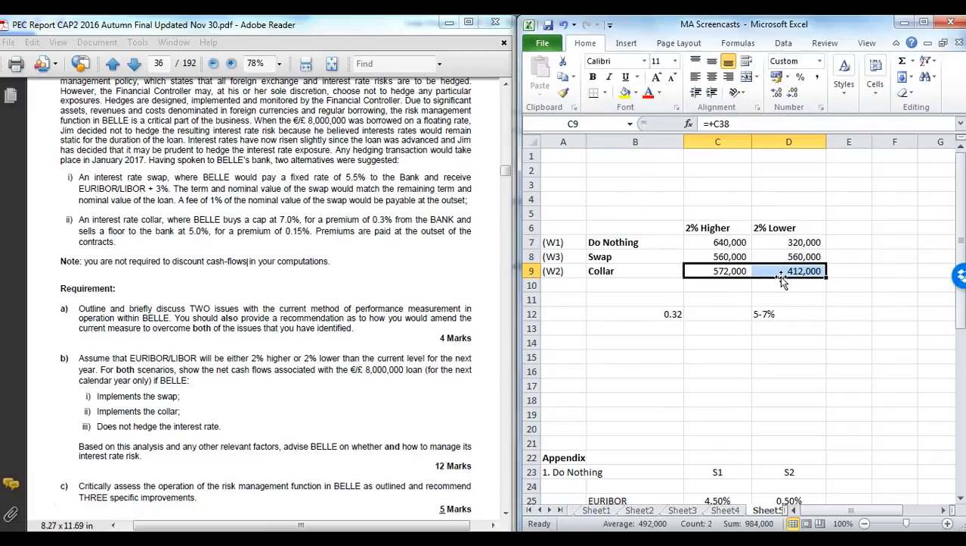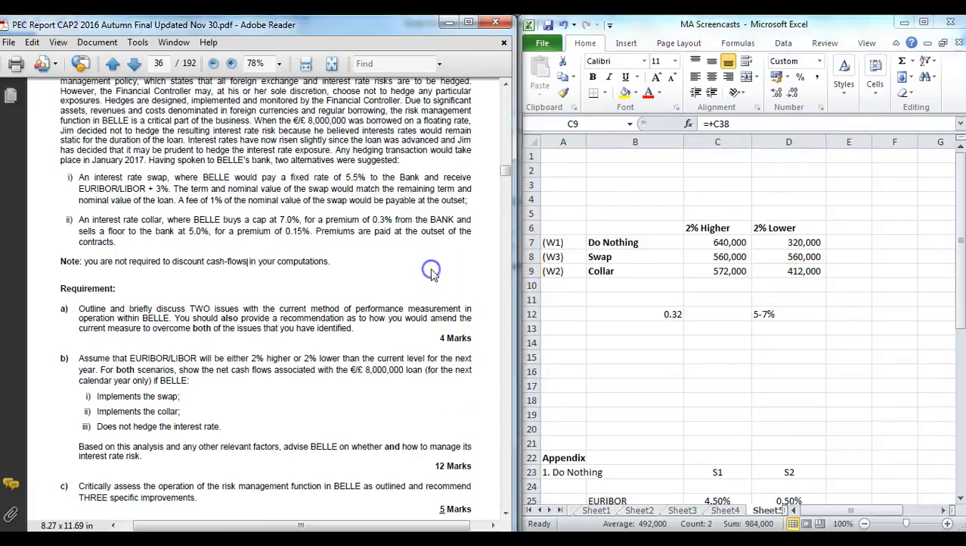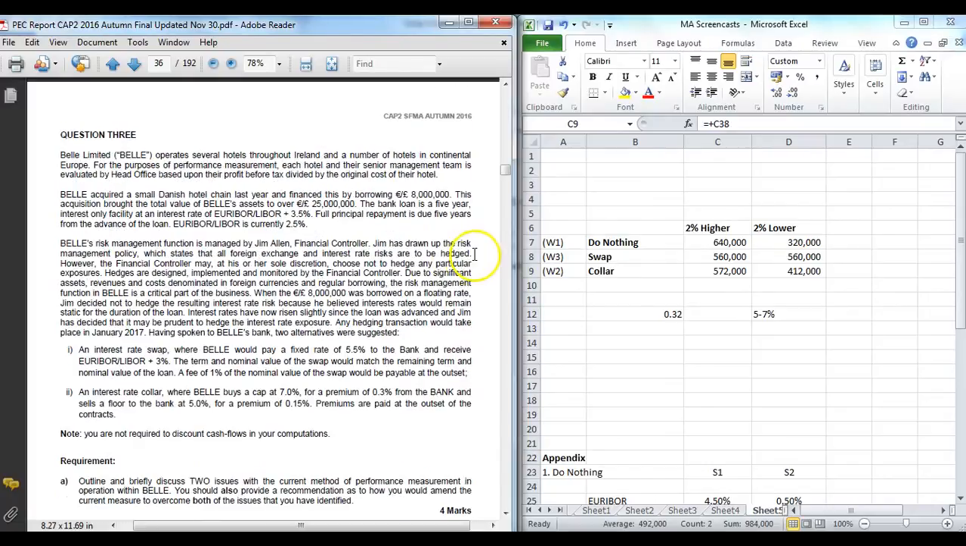The final one is part C, which is really around the actual process of risk management and whether it's good or bad in Bell. So you're looking for, well, what narrative am I given in the question that suggests what's going on with the risk management function. And you're typically looking around here. It's managed by the FC. Jim draws up all the risk management policy. All foreign exchange and interest rate risks are to be hedged. However, the FC, Jim, at his discretion, can choose whether or not to hedge any particular exposures, and they're all designed, implemented and monitored by the FC.